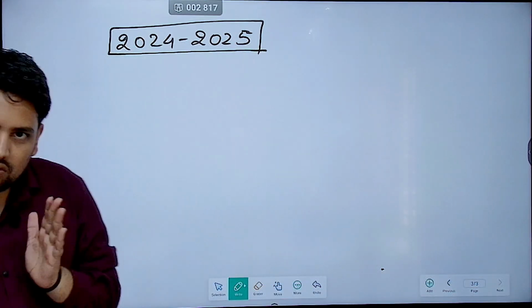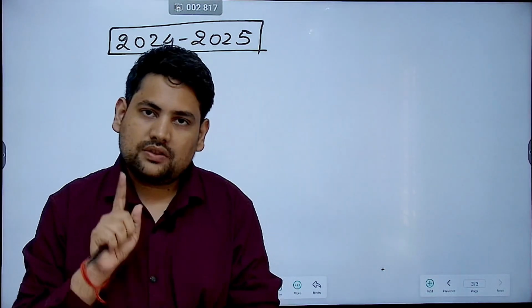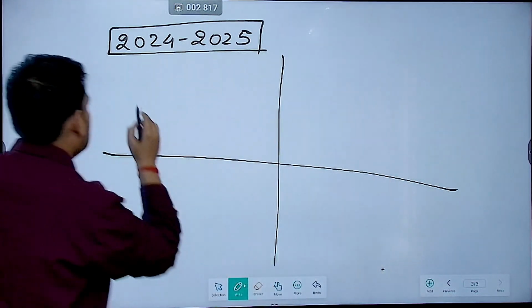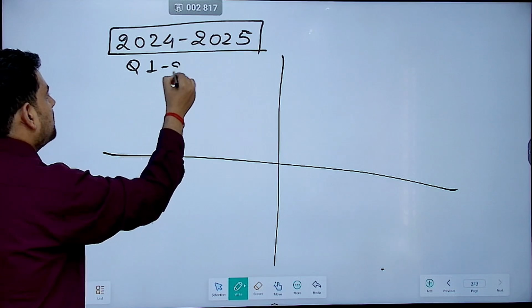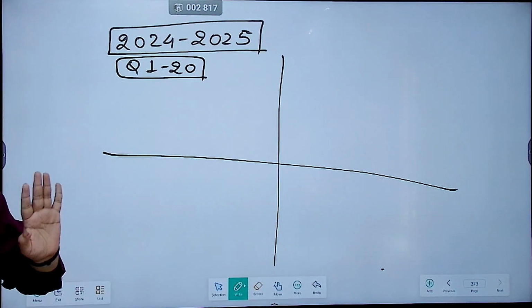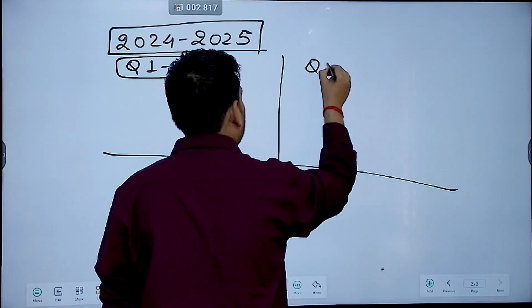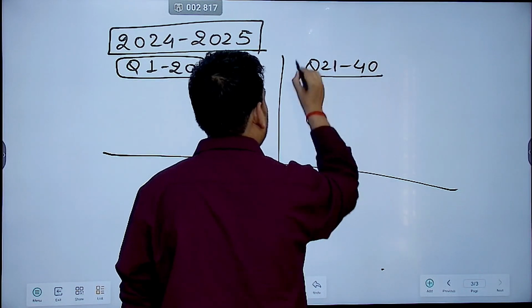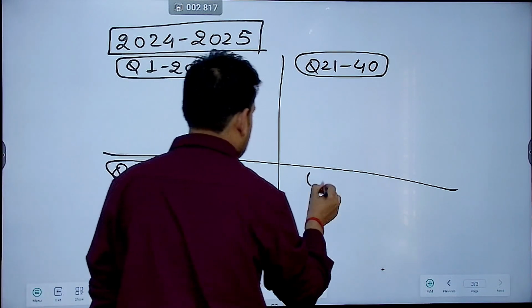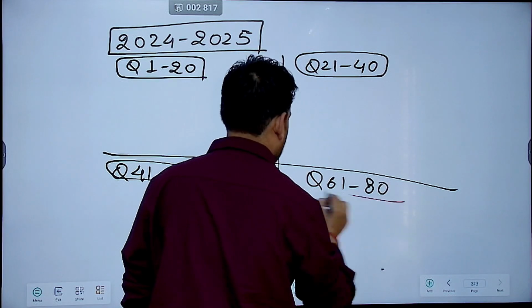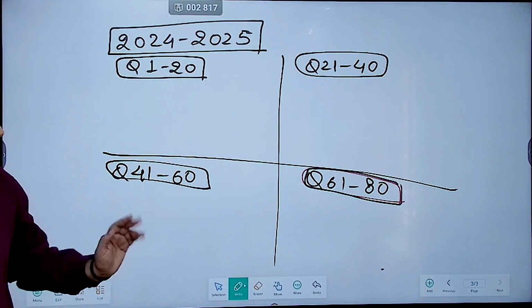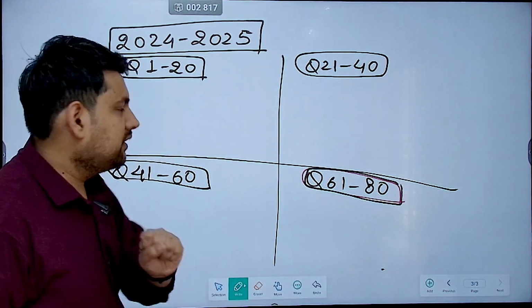We can divide the whole CSAT paper into 4 sections of 20 questions each. So this is question number 1 to 20. You can check the 2024 and 2025 papers, you will find exactly this pattern. Question number 1 to 20, question number 21 to 40, question number 41 to 60, and question number 61 to 80. These are the 4 sections. Now once you understand these 4 sections, just observe carefully what was happening.